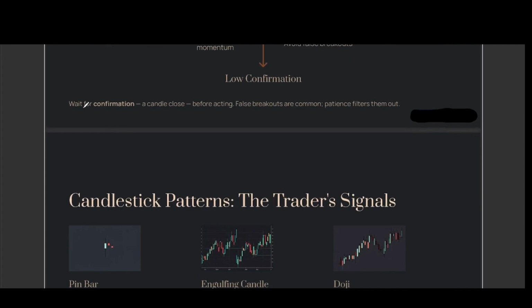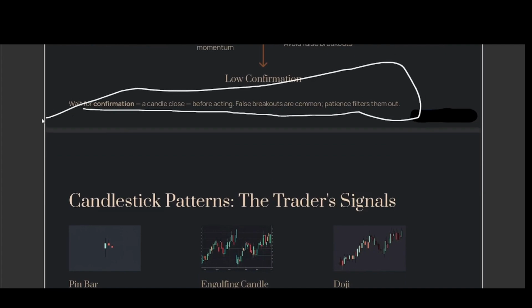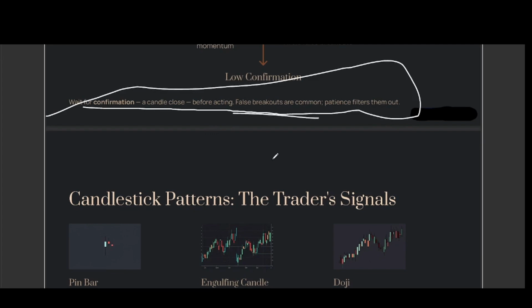Next, for confirmation, wait for a candle close before acting. False breakouts are common, patience filters them out. So this is very important.